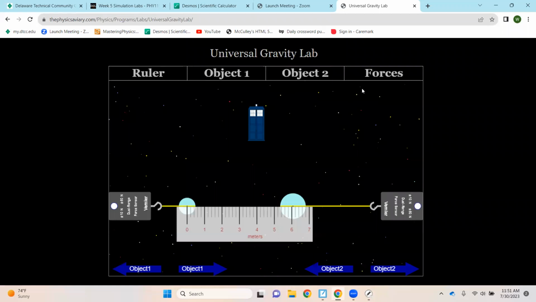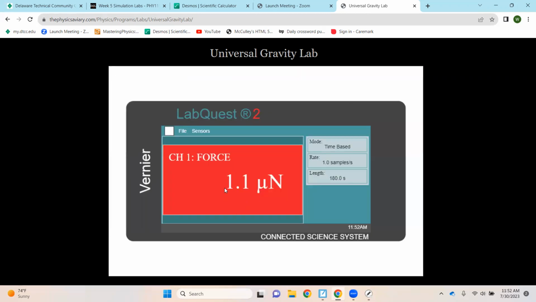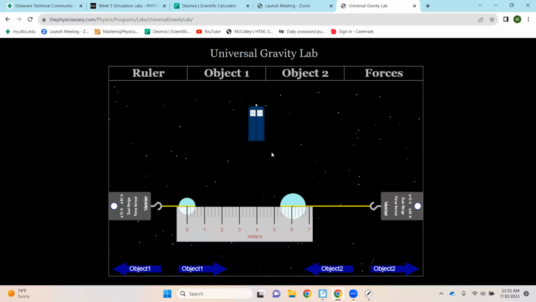And then for the ruler, you're measuring the distance from the center to the center. So this one's really close to 6, a little bit more than 6. And what you're going to do is click on force. So it says 1.1 micronewtons. That's fine. This is the micro symbol. Make sure it has a U. If it changes to an M, you want to stop on that part and try a different one, but you want to make sure it stays U all the time. To get it back, you just click.